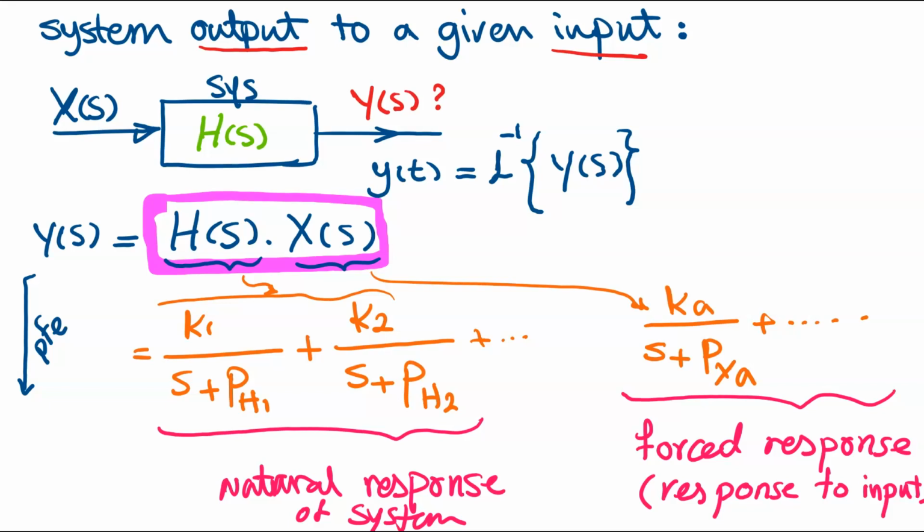Now, it should make sense that H of s shows you the configuration of the system. So whatever you get because of H of s is the natural response of the circuit or system itself, and it doesn't have anything to do with the input. The other set is the forced response, and you have that particular response in your system because of applying this particular input. So if you change your input to another input with different roots in its denominator, you're going to have a different answer here.